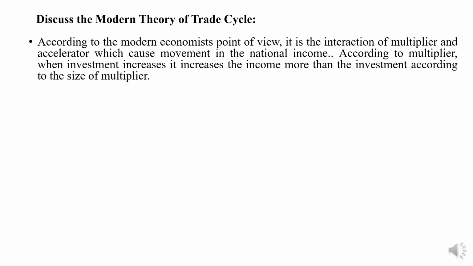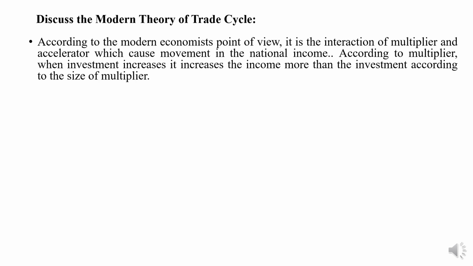According to the modern economist's point of view, it is the interaction of multiplier and accelerator which causes movement in the national income. According to the multiplier, when investment increases, it increases the income more than the investment, according to the size of the multiplier. For example, if MPC, marginal propensity to consume, is 3 by 4, an investment of 1 lakh will increase national income by 4 lakh.